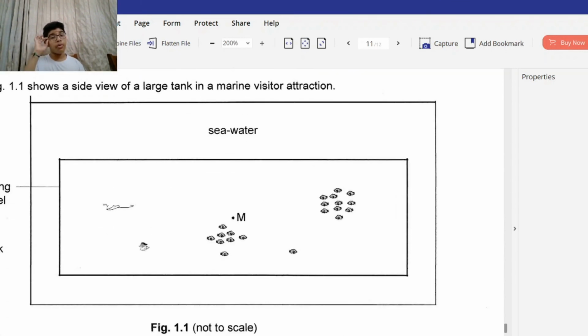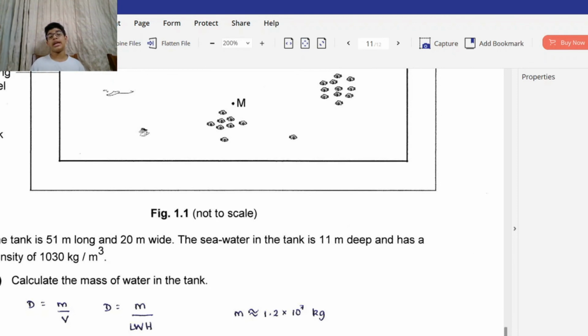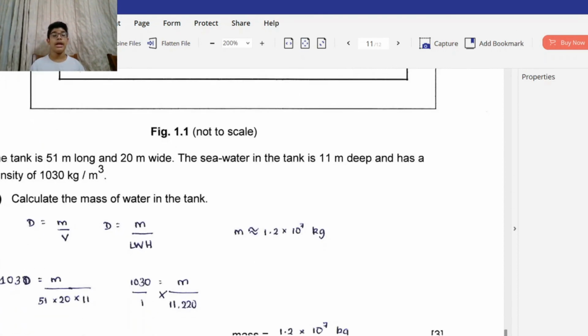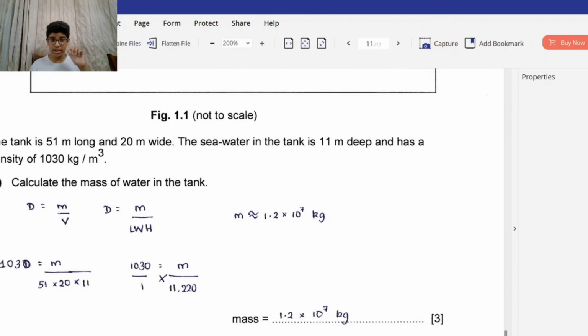Figure 1.1 shows a side view of a large tank in a marine visitor attraction. The tank is 51 meters long and 20 meters wide. The seawater in the tank is 11 meters deep and has a density of 1030 kilograms per meter cube. Calculate the mass of the water in the tank.